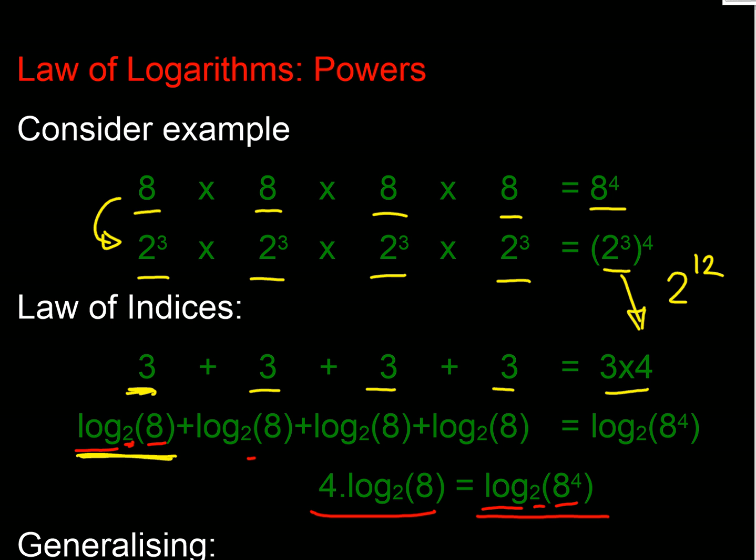Okay, so if I now just say, well, I could do this as many times as I like, so that's going to be our value n, because I could multiply by another 8, couldn't I? And then I'd get 3 plus 3 plus 3 plus 3 plus another 3. And on the right hand side, I'd have 3 times 5, wouldn't I? I'd have 8 to the 5. So I'm going to use that as n. So if n is 4, then I've got 4 times this log on this side. And on the right hand side, I've actually got 8 to the power n.